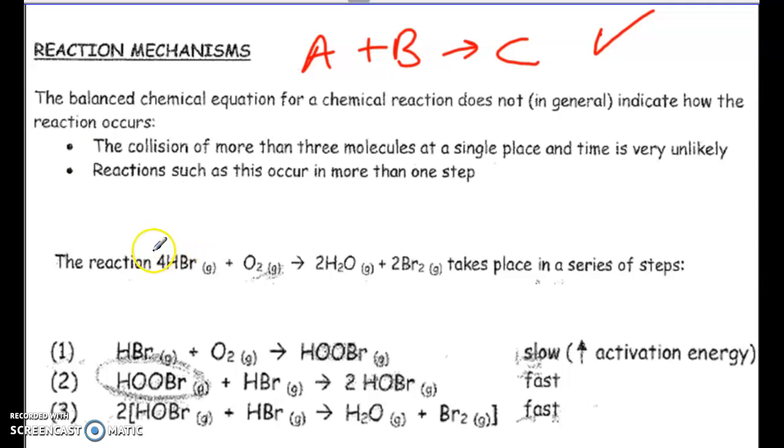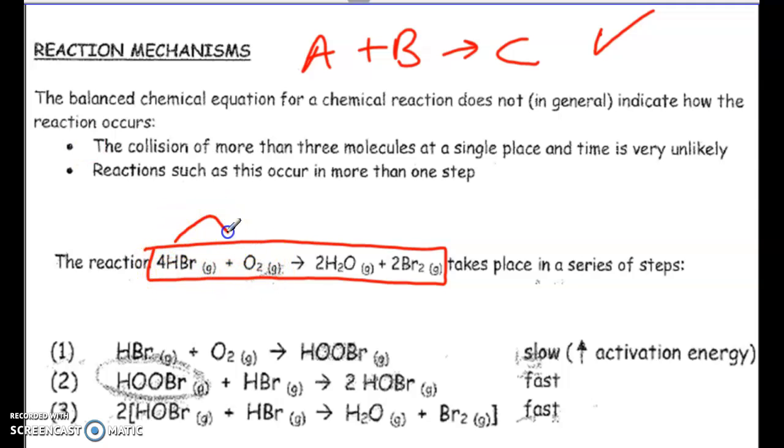However, let's take a look at this reaction. For this reaction to happen, we need 4 HBr and 1 oxygen. That means in total, 5 different particles have to come together. Not only do they have to come together, they have to collide at the same time with the correct angle, and we have to have a sufficient amount of energy. So this is very rare to happen.